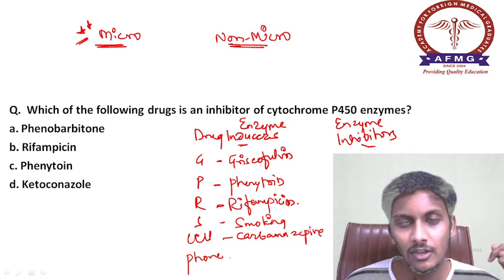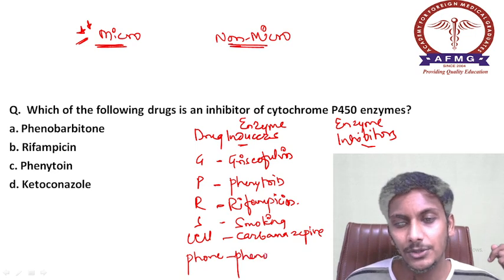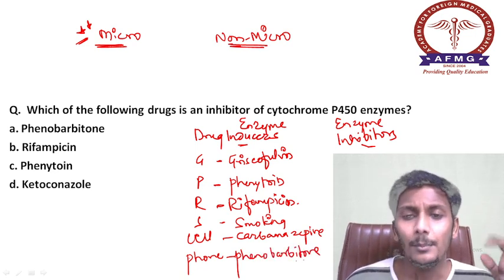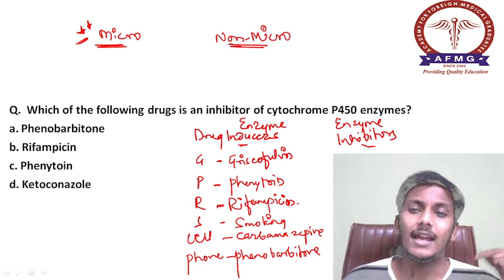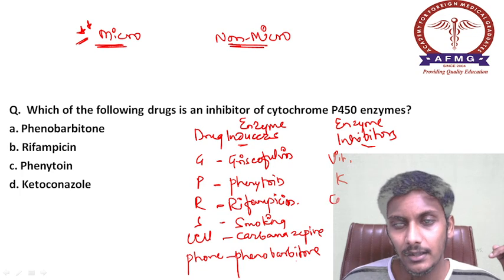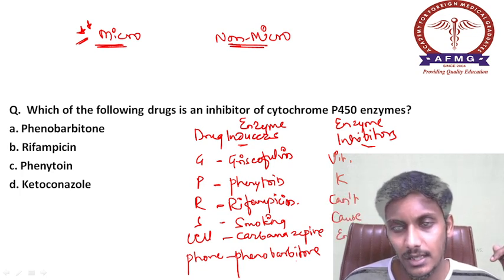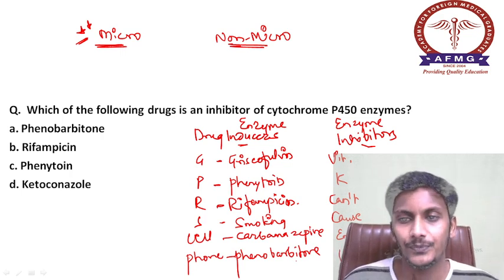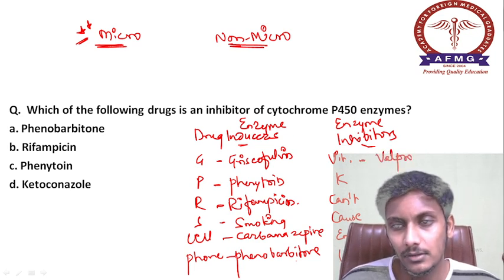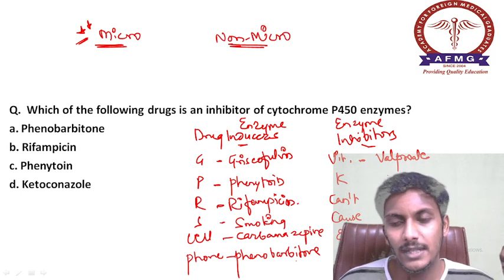And lastly, P goes for phenobarbital, again an anti-epileptic drug. Okay, so please remember this. The next, for enzyme inhibitors, what is the mnemonic? The mnemonic is "Vitamin K can't cause enzyme inhibition." Okay, so please remember, vitamin K can't cause enzyme inhibition. And vitamin here, V, goes for valproate. Okay, valproate, please remember this.